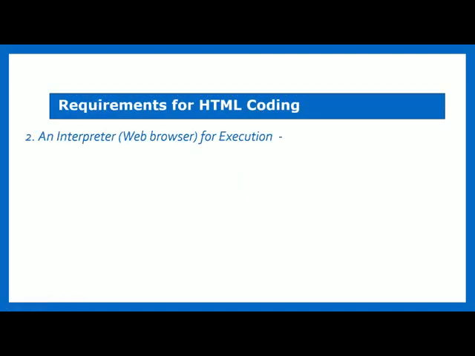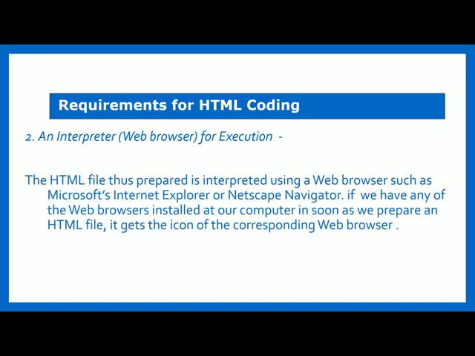An interpreter for execution. Once the HTML file is created or prepared using a text editor, we have to execute it via a web browser like Internet Explorer, Netscape Navigator, Google Chrome, Mozilla Firefox. As soon as we prepare the HTML file, it gets the icon of the corresponding web browser which is installed in our system.